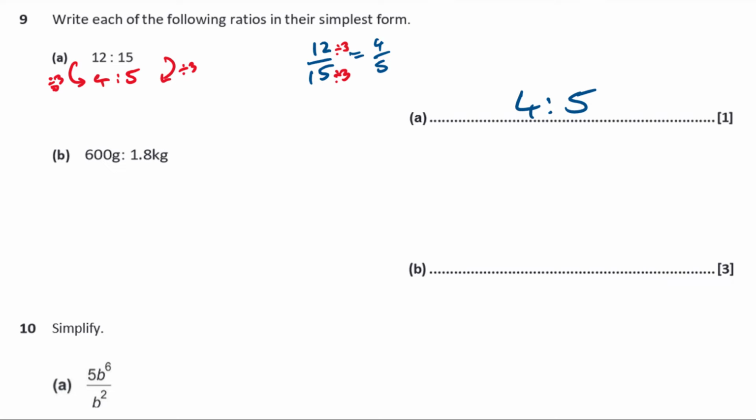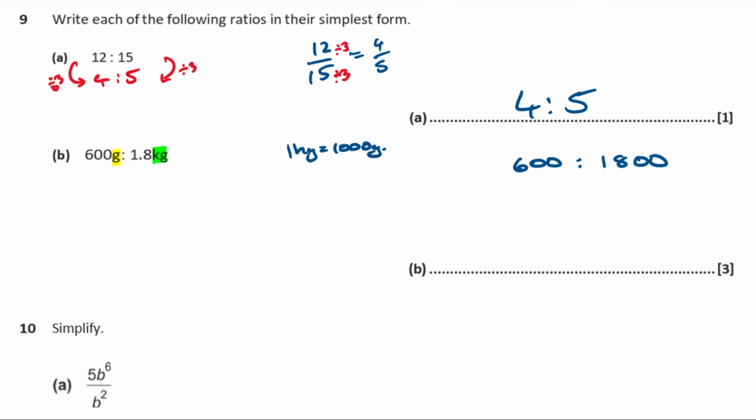Just take care with the second one, because we've got different units here. We've got grams and kilograms. So the first thing I'm going to do is convert them both into the same unit. So I know that 1 kilogram is the same thing as 1,000 grams. So you have to multiply 1.8 by 1,000 in order to do this ratio. So actually I've got 600 grams to 1,800 grams. So that's the true ratio.